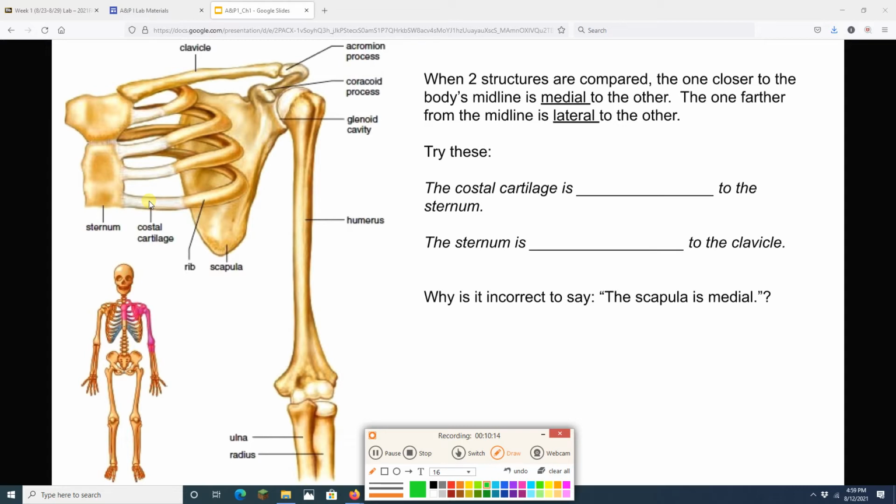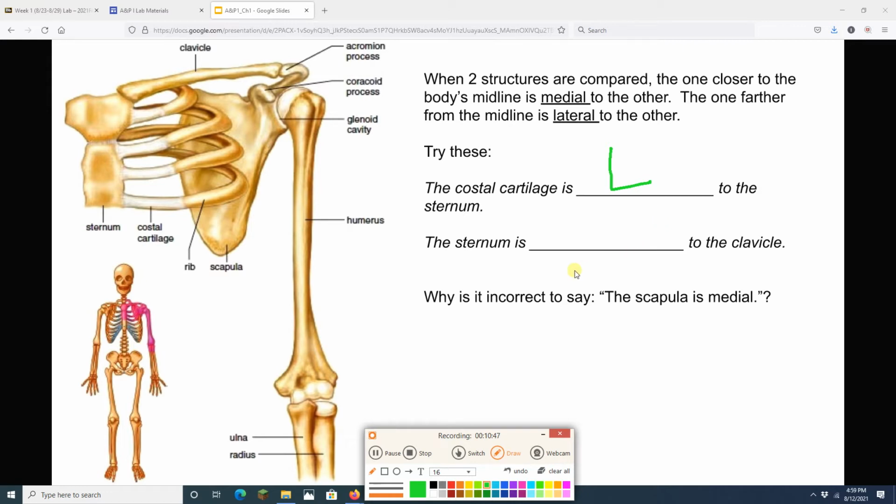All right, with that little background info, let's answer these two questions here using either medial or lateral for our answers. Okay, the costal cartilage, there it is right there, is blank to the sternum. Well, the costal cartilage is more to the outside. It's farther from the middle. I mean, the sternum is basically right in the middle. So the costal cartilage is going to be lateral to the sternum.